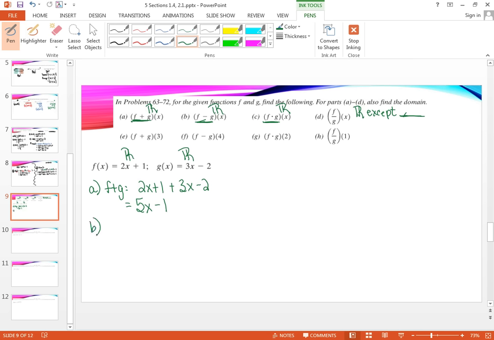For b, I need f minus g. Notice how I'm writing it without the double parentheses and the f minus g of x. That is acceptable. It's totally fine. Okay. So f minus g, it's 2x plus 1 minus 3x minus 2. Notice I put some parentheses in there because I want to be careful. Okay, so that's 2x plus 1 minus 3x plus 2. So 2x minus 3x is negative x plus 3.